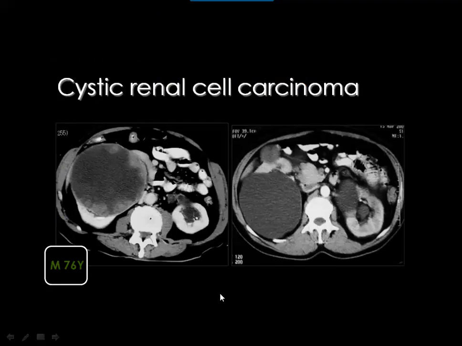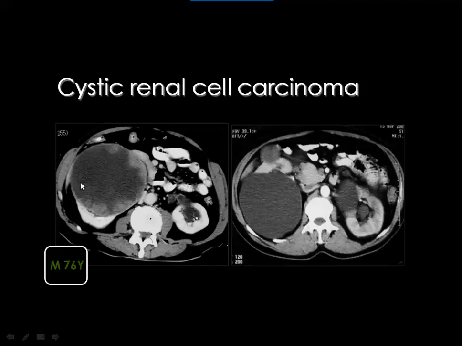Then we came to the issue. You remember that the Bosniak category 4 is a cystic lesion with enhancing solid component, and this is Bosniak category 1, simple renal cyst with clear water contents, sharp well-defined margin, no internal septation, no calcification, no mural nodules, and no enhancement. And this is an example of Bosniak stage 4, or what we call cystic renal cell carcinoma.